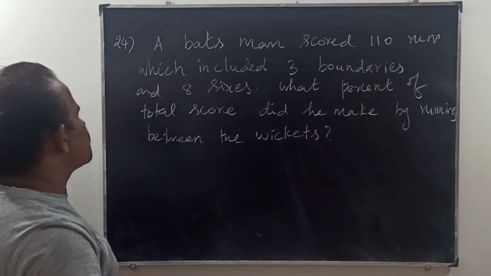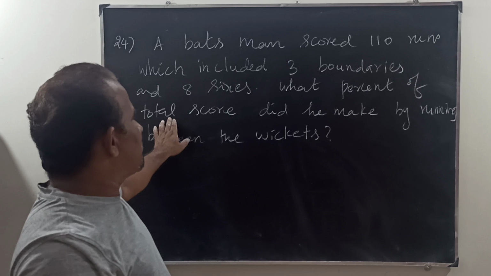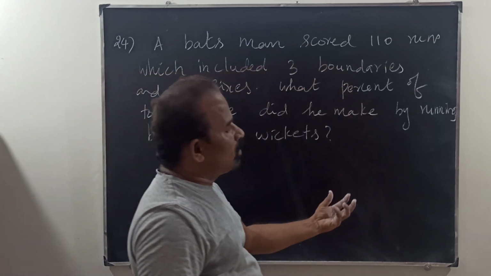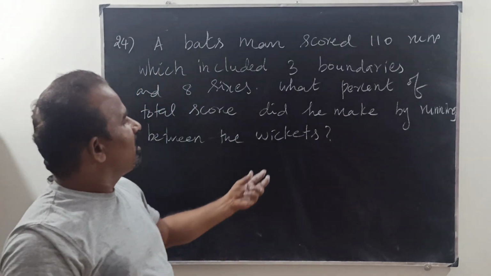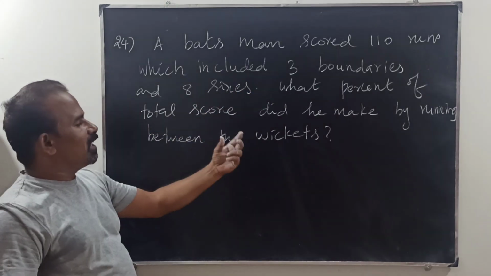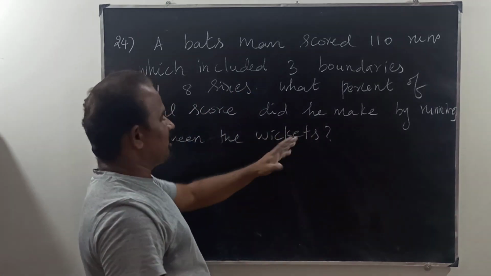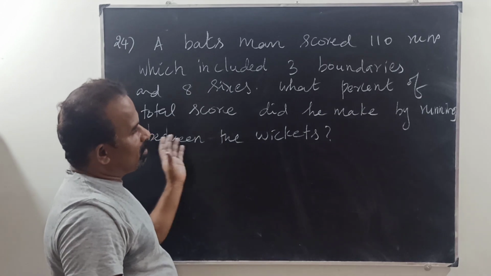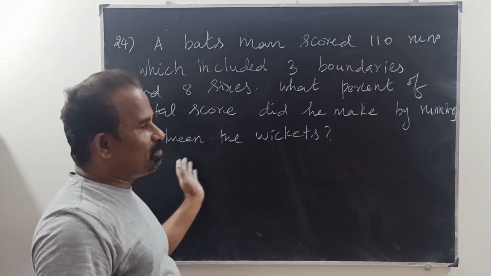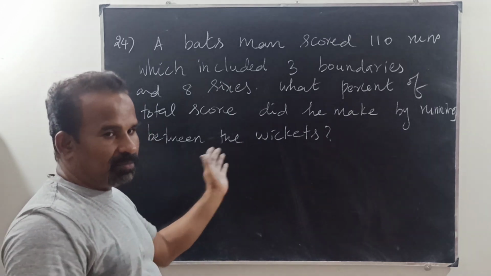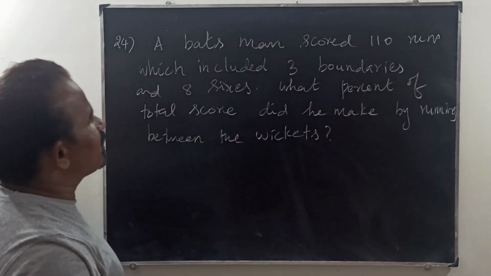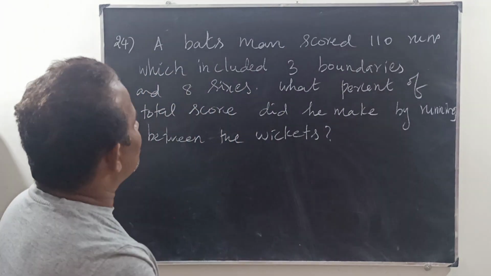Between the wickets means what percentage of the total score did he make through single runs. Already 3 boundaries, 8 sixes, and single runs between the wickets. That means how many runs between the wickets? Single run or 2 runs, how many times he is running between this and that. Okay. So therefore, totally there are 110 runs.